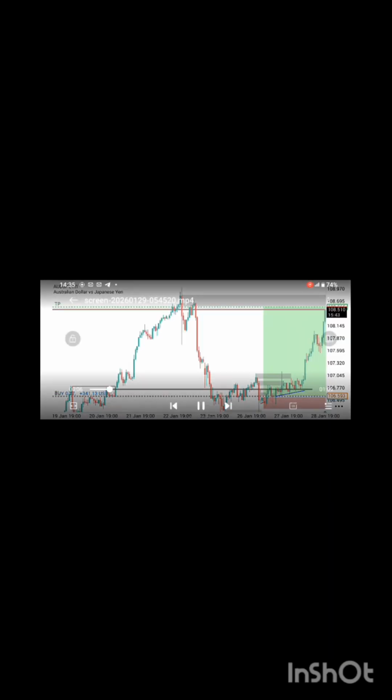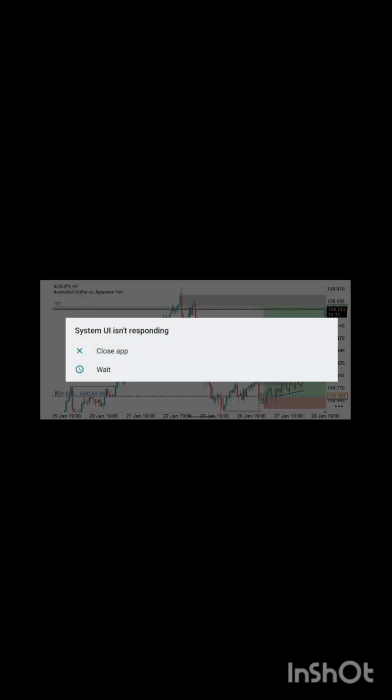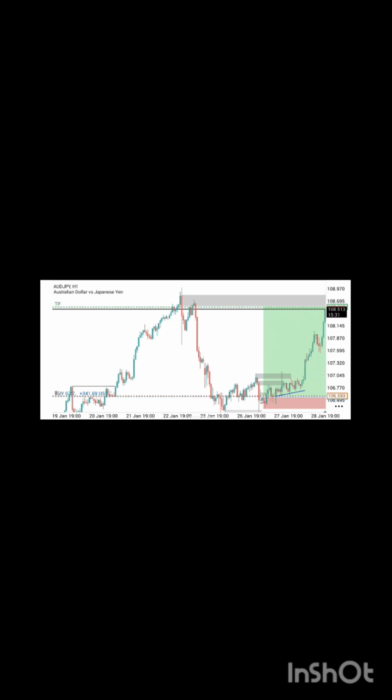Alright, as you can see on my screen, this trade is about to hit TP, but I will not close it out until it hits TP, because success takes patience. I want to hear the sound of the TP. I'm leaving this trade till it hits TP.